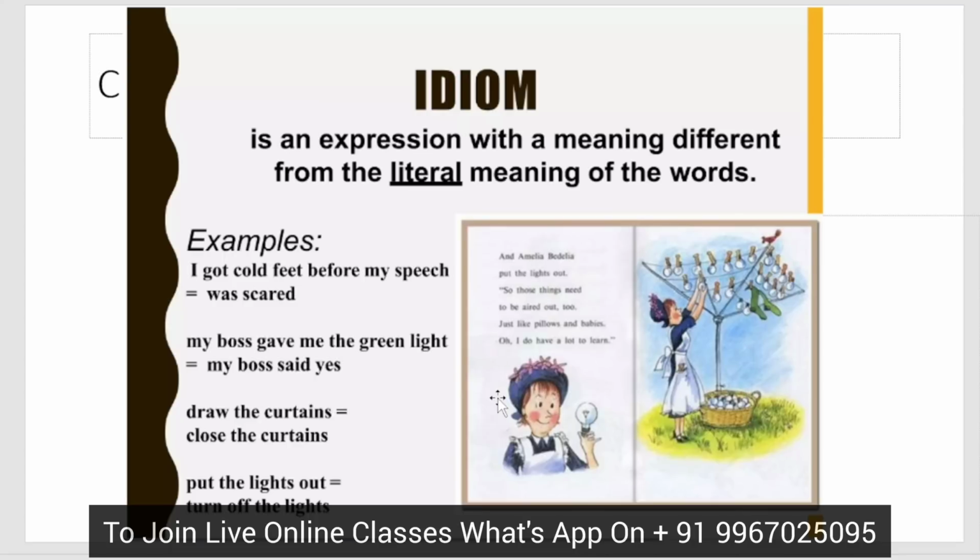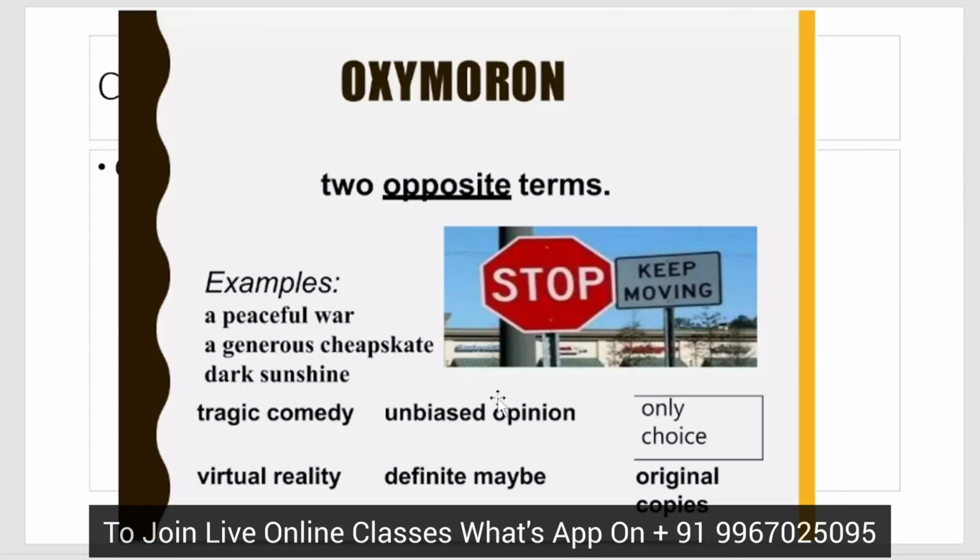Next, idiom is an expression with a meaning different from the literal meaning of the words. I got cold feet before my speech. I was scared. My boss gave me the green light. My boss said yes. Draw the curtains, close the curtains, put the lights out, turn off the lights. These are not the same. Idioms basically mean something different from the literal meaning, and we use them extensively even in our day-to-day life. Oxymoron, two opposite terms.